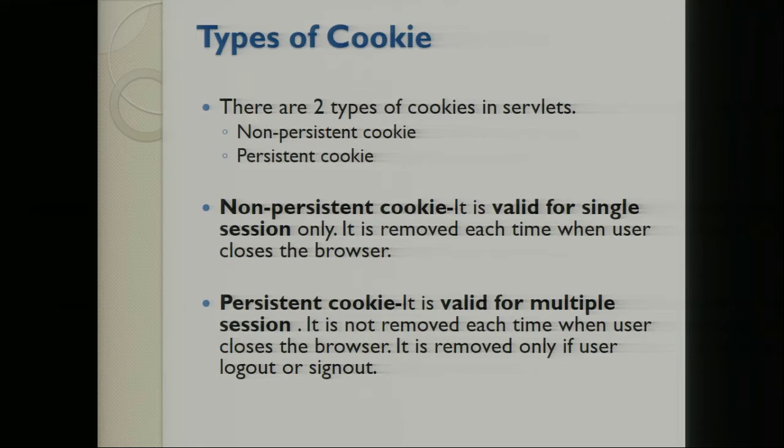Then comes the persistent cookie. The persistent cookie is valid for multiple sessions. It is not removed each time a user closes the browser. It is removed only when a user logs out or signs out. So if you are working on the machine but you have closed the browser, you do not need to worry. This persistent cookie will have a value stored in the browser. It remains valid as long as you are working, and once you log out or sign out, then only the persistent cookie will be lost.